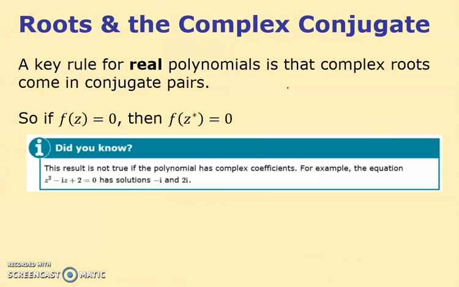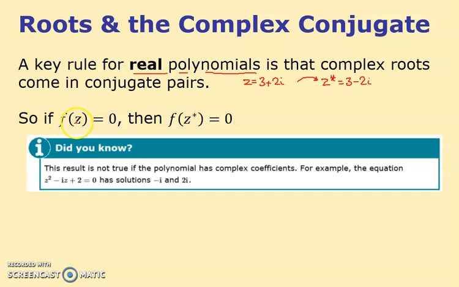Now this is basically the key rule for us. The key rule is that when you have what are called real polynomials, and I'll talk about what a real polynomial is in a bit, when you have a real polynomial which has a complex root, that complex root comes with another friend, as it were. So if I get a root which says z equals 3 plus 2i, I know straight away I get another one, and that is z star, the complex conjugate, 3 minus 2i, and these always come in pairs. So whenever you get 1, you get 2. And this is a very, very useful rule.